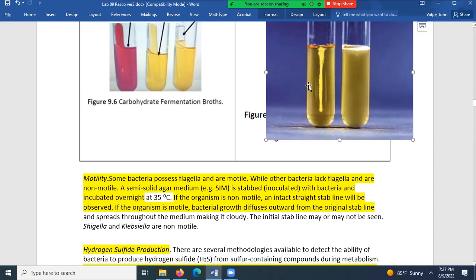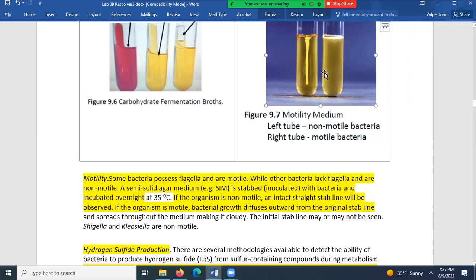You'll notice that the agar here is clear over here. You can see through it. It's not entirely clear, it's translucent, but the point is you can see through the agar here. This agar you can't see through. It's kind of opaque, cloudy. It's cloudy because we stab inoculated, and then the bacteria moved away from the stab, making it cloudy throughout the tube. Any questions about that? And that would be a very motile organism.